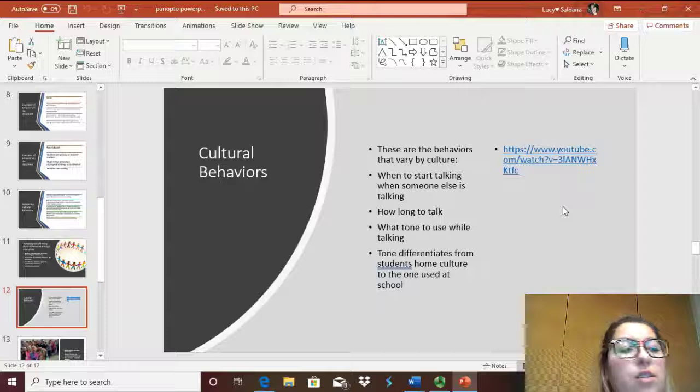Another thing is what tone is used while the students are talking. This is also a cultural behavior, because some students might be louder, and that's part of their culture because that's how they were raised at home. That's how they grew up. Other students, in their culture, might respect more the tone they use while adults or other students are around.